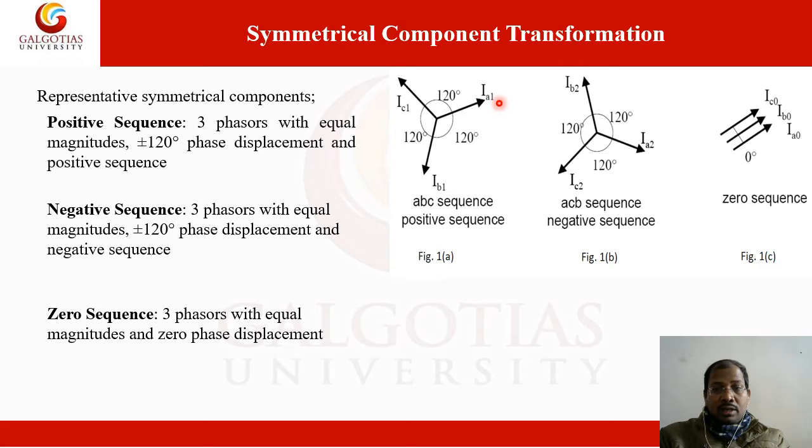Some books follow plus for the positive sequence, minus for the negative sequence, and 0 for the zero sequence. But in reference books they follow 1 for the positive sequence, 2 for the negative sequence, and 0 for the zero sequence. And small a, b, c are the phases: small a represents phase A, small b represents phase B, and small c represents phase C.